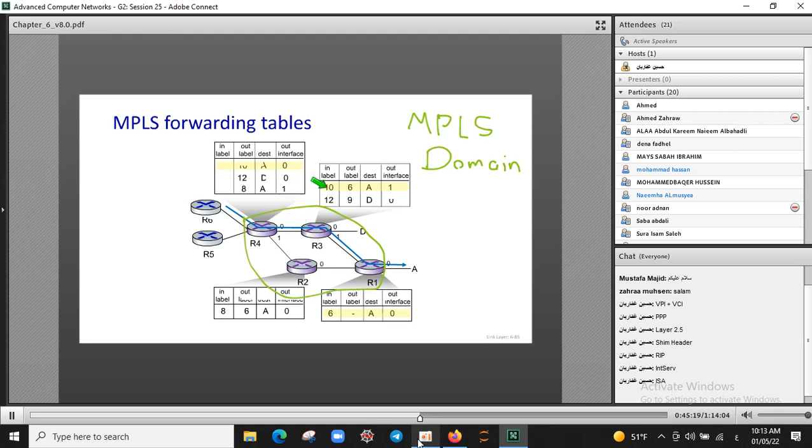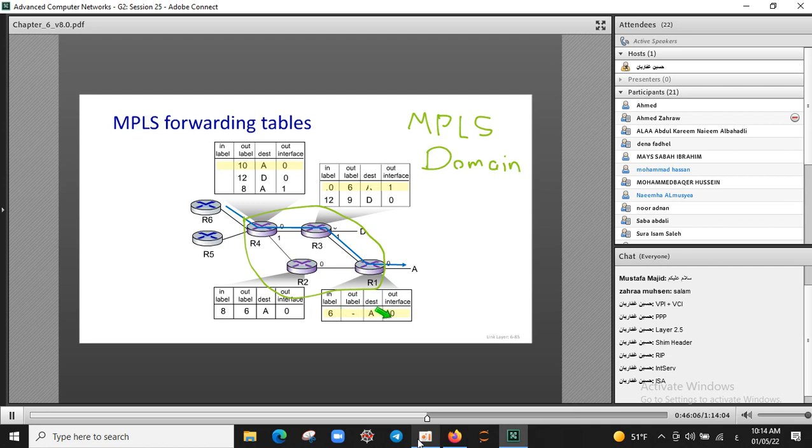In R3, we receive packets with input label 10 for destination A. The label of those packets should be changed into 6, and those packets should be forwarded over interface number 1, this one here. If we receive a packet with input label 6, that packet should be forwarded into A.